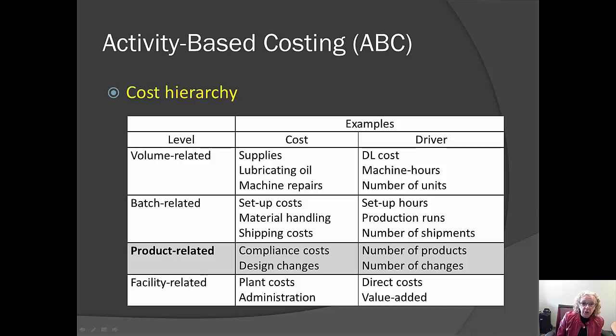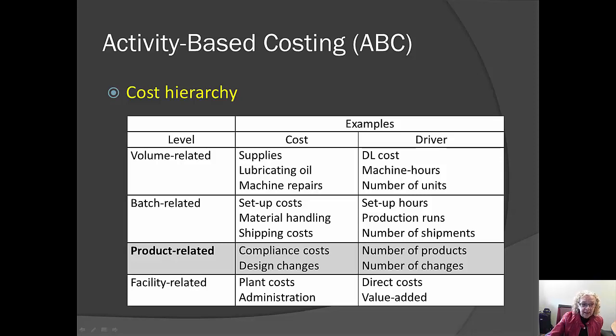If you try to use a volume-based driver like machine hours or labor dollars to allocate batch-related or product-related costs, you are going to over-allocate those costs to your high-volume products, and you are going to under-allocate those costs to your low-volume or specialty products.